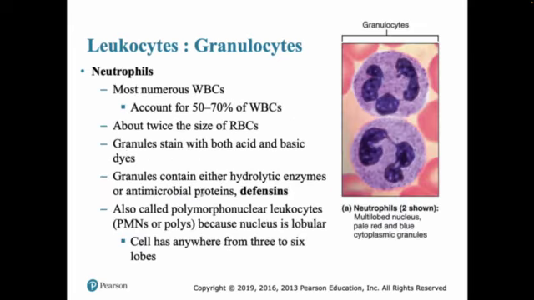So neutrophils, like I said, are the most numerous WBCs. 50 to 70% of WBCs are neutrophils. They are big in size, twice the size of an RBC.